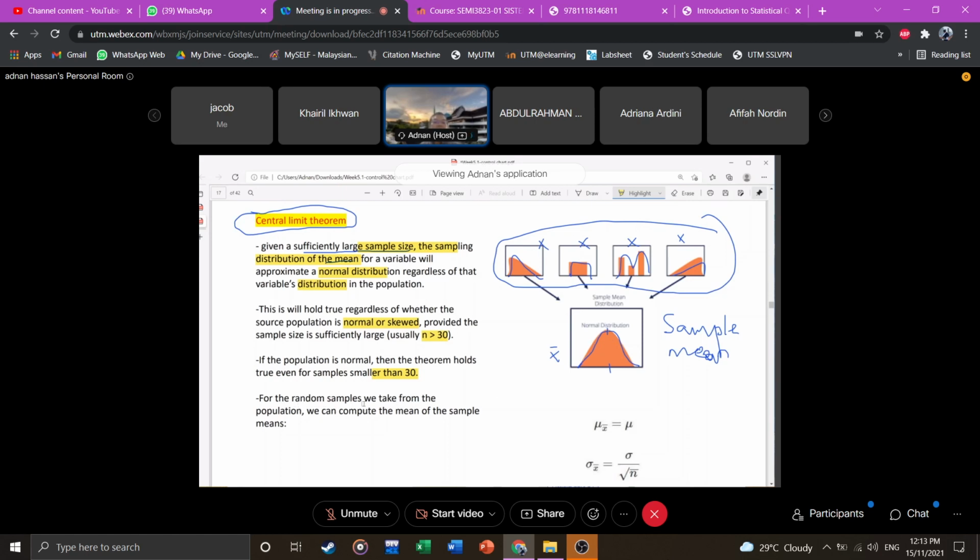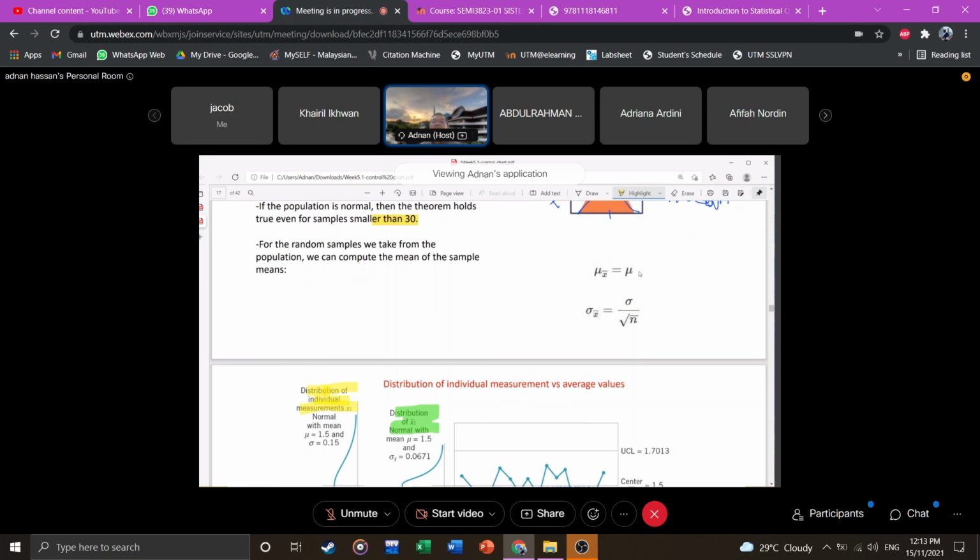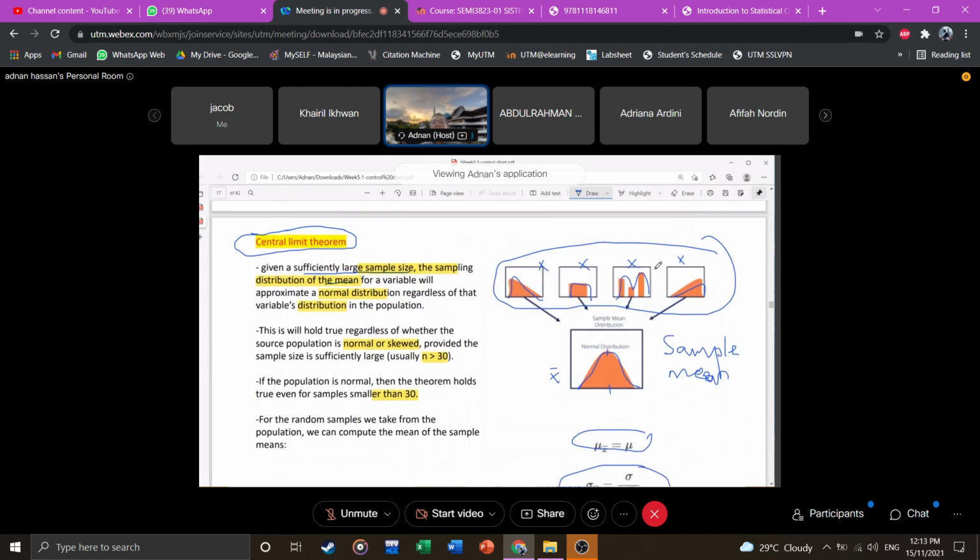For a random sample that we take from the population, we can compute the mean of the sample. So this is where we get this. We estimate the mean from the mean of X bar. For the standard deviation of X bar of the sample, it is sigma of population divided by square root of n. So this is how we get the standard deviation for X bar. This is coming from central limit theorem.